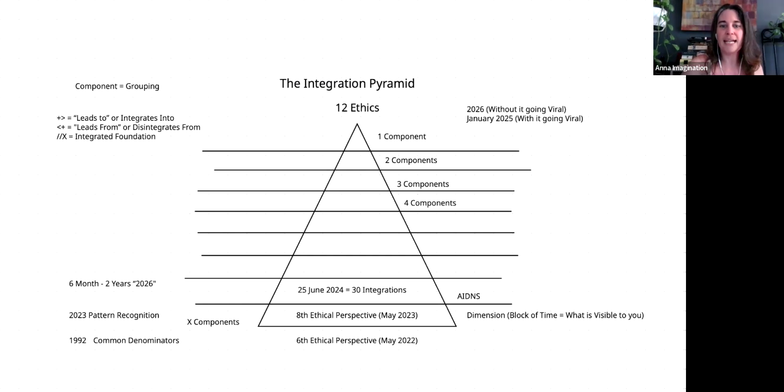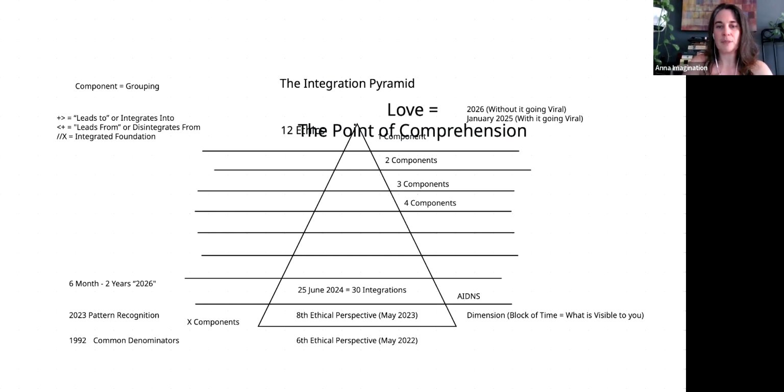Now, here's the other thing: there's probably people going, but 12 ethics is what? It's 12 components. Well, when you integrate them, you get love. This is the most beautiful thing about all of this. That is really what you guys are doing. And that's when you get to the point of comprehension. That's what's at the top.